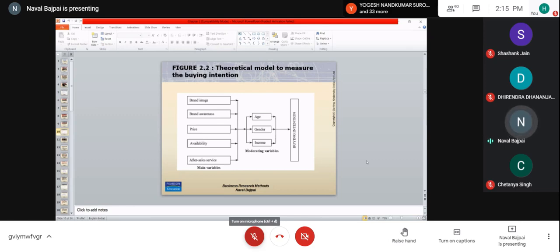Can anybody tell me why we are taking data analysis in the class? Sir, for example, we can do data analysis to find out which variable out of the 5 variables is impacting buying intention more. Yeah, that is good.